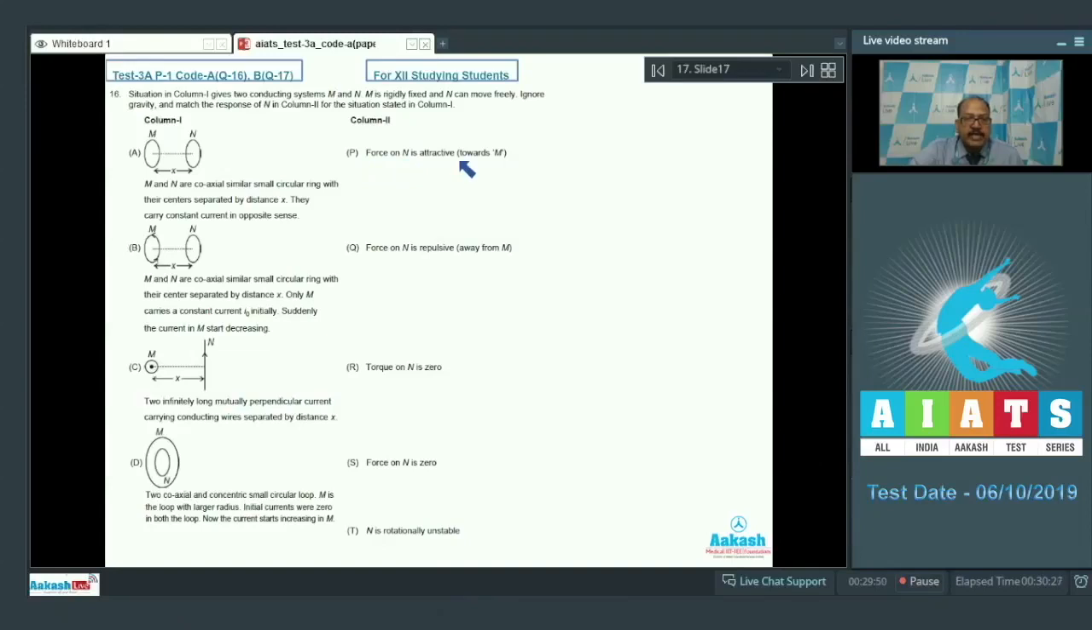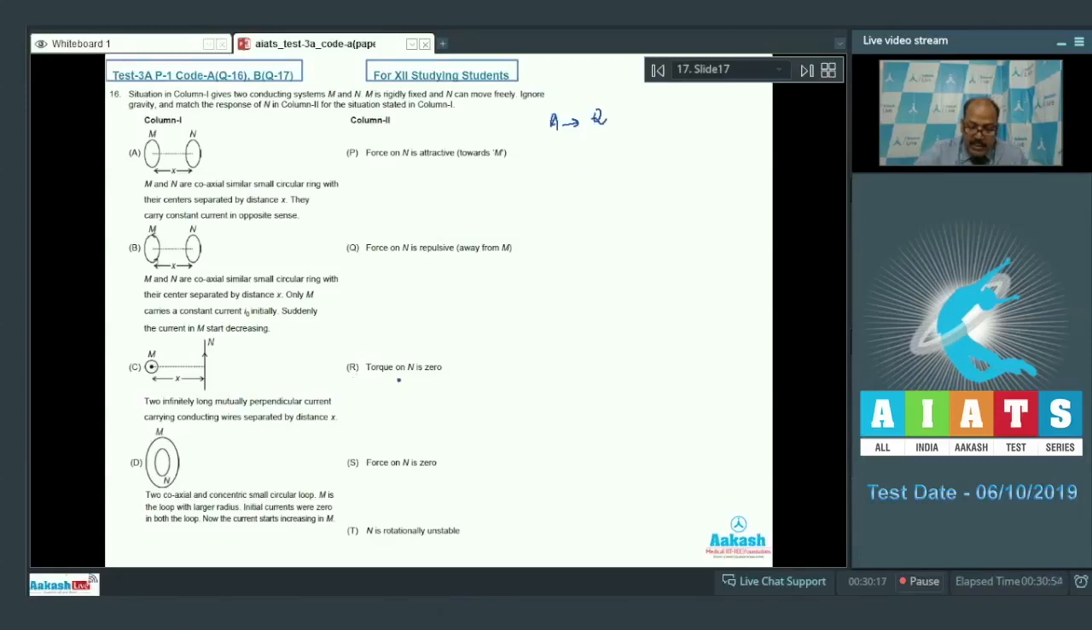It says force on N is attractive. Since the currents are in opposite senses, the force will be repulsive. So P will not match with A, but Q will match. So let's start writing. For A, Q matches.